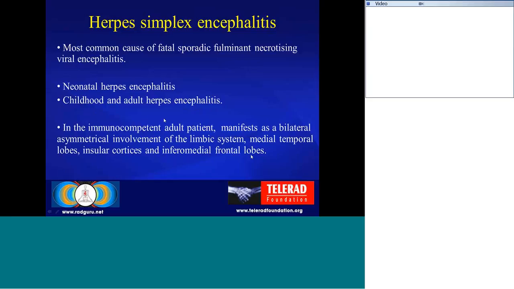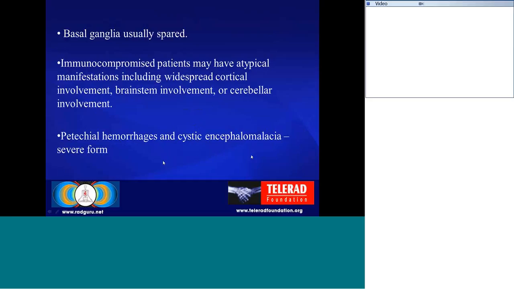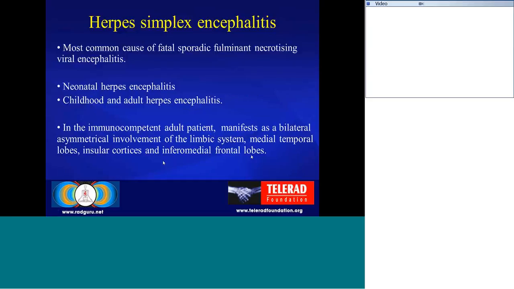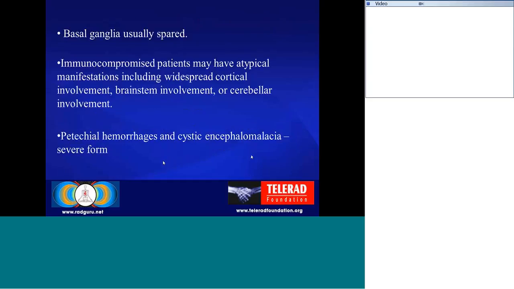The second is childhood or adult herpes encephalitis. It's the most sporadic form and a fulminant infection, which can be treated with acyclovir. It gives a dramatic response to acyclovir treatment. In immunocompetent adult patients, herpes simplex manifests as bilateral asymmetrical involvement of the limbic system, medial temporal lobe, insular cortex, and inferior medial frontal lobes. So in herpes simplex virus, the commonest involvement is the medial temporal lobes, insular cortex, and inferior medial frontal lobes. The basal ganglia and thalamus are spared in herpes simplex encephalitis.